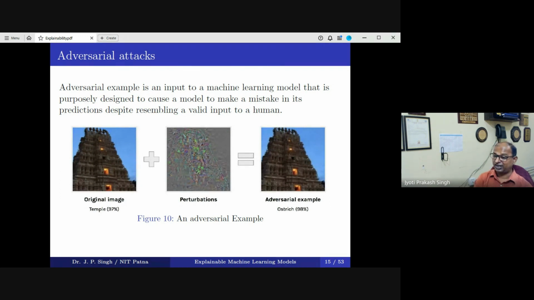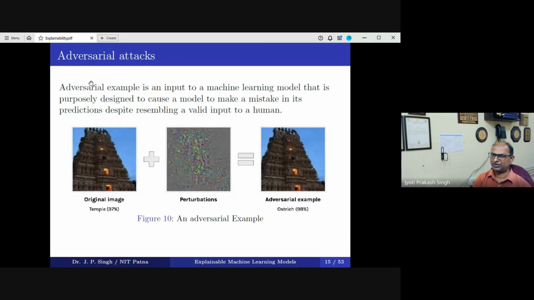But the model predicted this to be an ostrich, and look at the confidence level. The confidence level was 98%. So the probability of being an ostrich that it assigned was around 0.98, around 1, meaning almost exactly. So the model was very confident that this is an ostrich, not a temple, because of just a small noise. But we know that we human beings are never going to make this sort of mistake with a small noise.